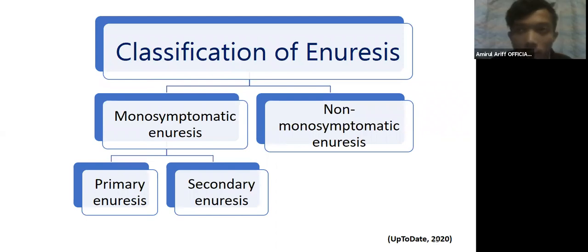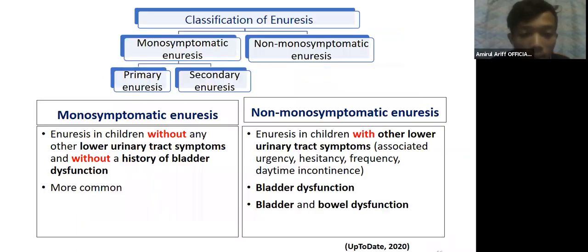Classification of enuresis, I personally think, is very important, because it is important for communication between medical officers or medical attendants. And you can also estimate the underlying causes based on this classification. The classification can be monosymptomatic and non-monosymptomatic. And monosymptomatic can be subdivided into primary and secondary enuresis. Next, let's talk about that.